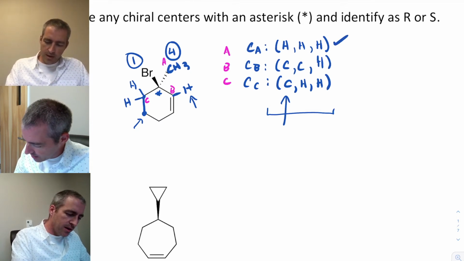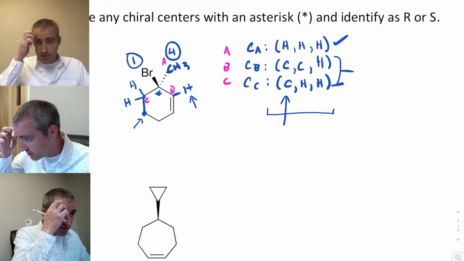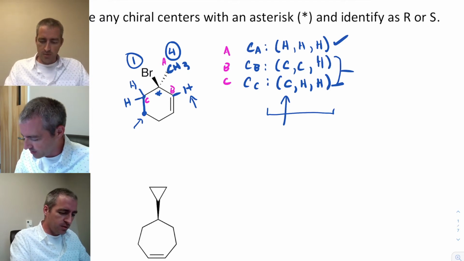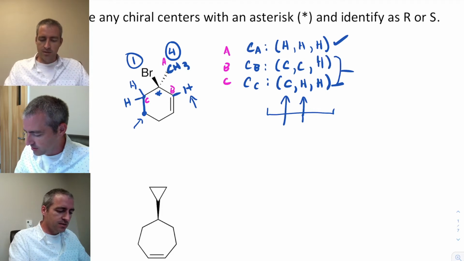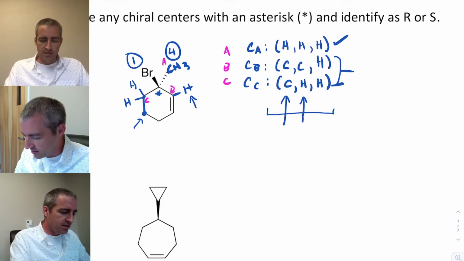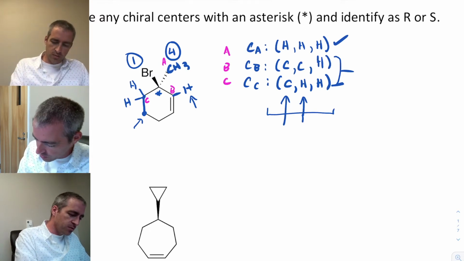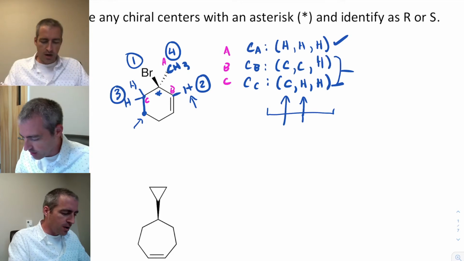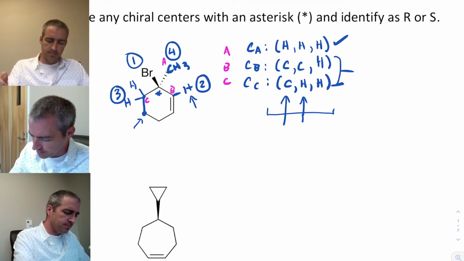Now we want to compare B and C to each other. B and C, if you look at the first element, they're tied. They both have carbons. But if you go to the second element, B has a carbon, C has a hydrogen. So that means B will outrank C. So the first rank was bromine, second rank will be B, third rank will be the carbon going down the left side of the ring.